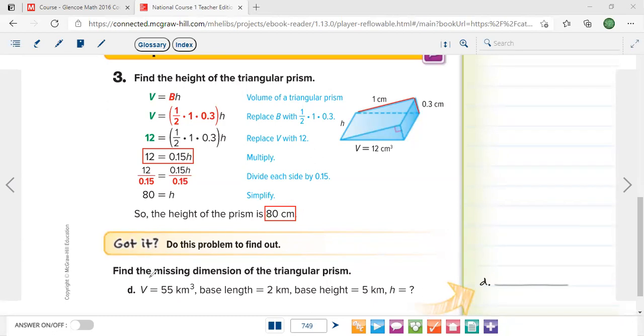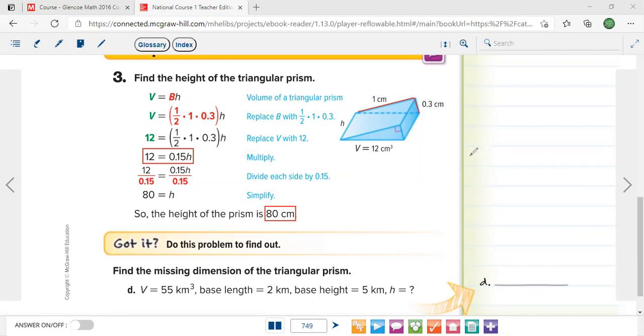Now let's do the same in this problem. Find the missing dimension of the triangular prism. Volume is given as 55 kilometers cubed. Base length is 2 kilometers, and the base height is 5 kilometers. And what is the height? Of course, we mean h. We mean height of the prism.